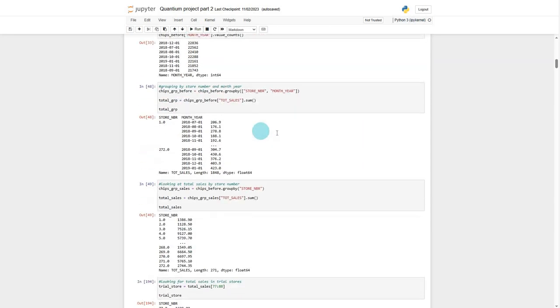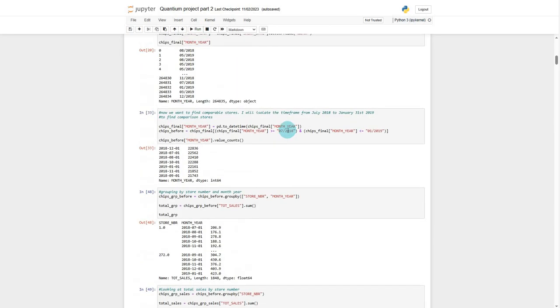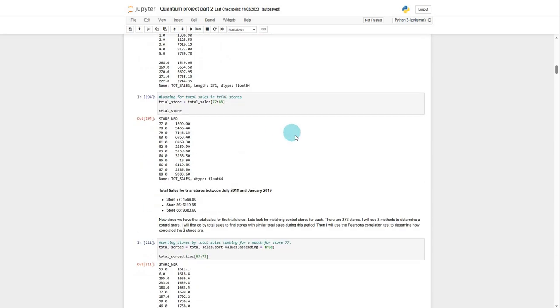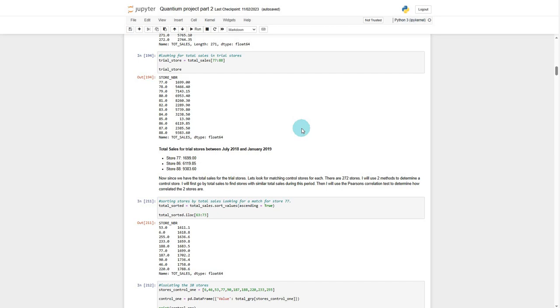And then after creating that, I separated it out by total sales, grouped by the store number and the month and year, and looked at the total sales to be able to find out which control stores are relatively close to the trial stores based on total sales. Then I pulled out the info for the trial stores. So the trial stores during this period, their sales numbers from July 2018 to January 2019. Here you can see I have each store number and the sales amount that they did during this period.